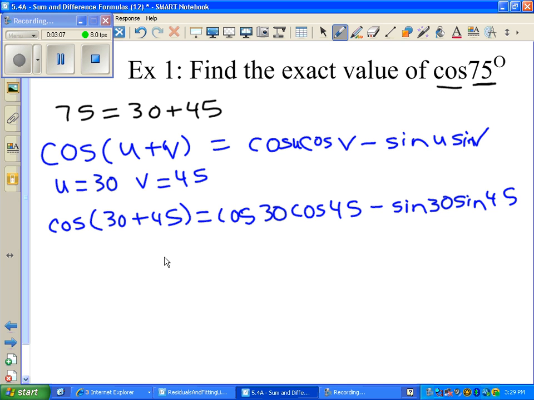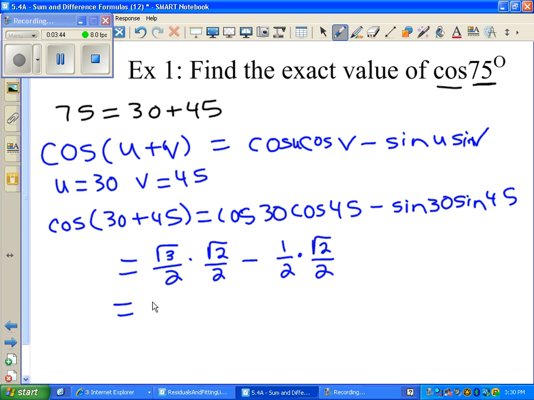Now, from my unit circle knowledge, I can just go ahead and remember what these values are. The cosine of 30 is square root of 3 over 2 times the cosine of 45, which is root 2 over 2. And then I will subtract. The sine of 30 is 1/2, and the sine of 45, so times square root of 2 over 2.